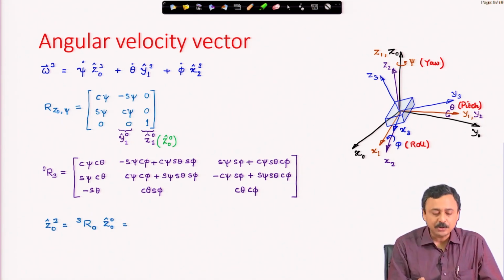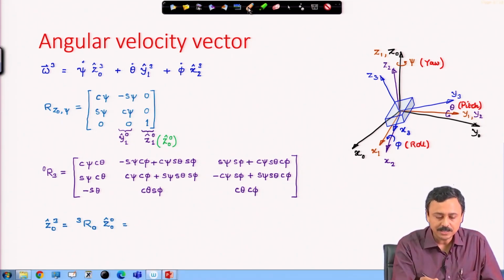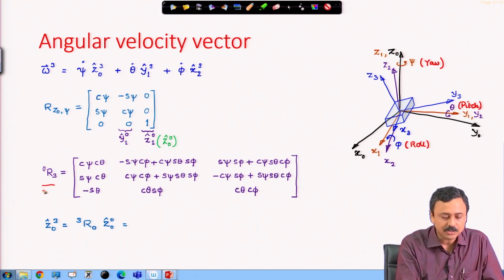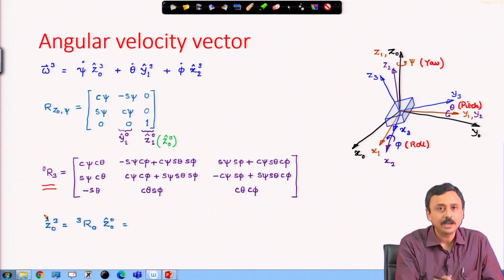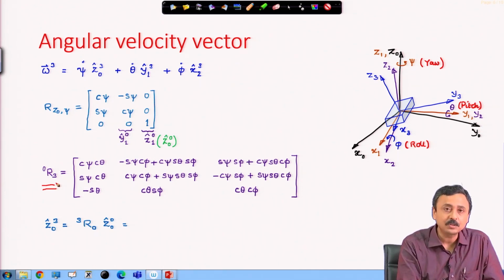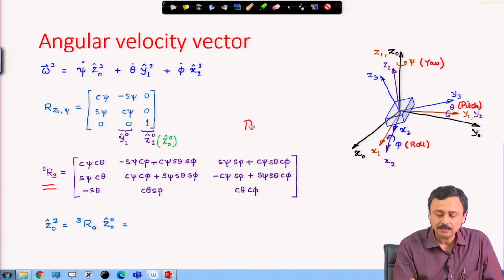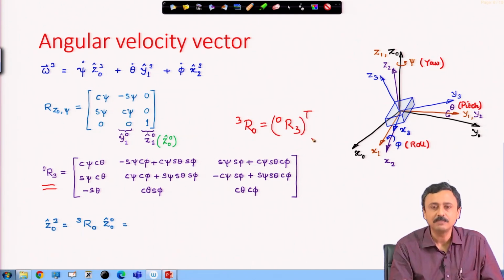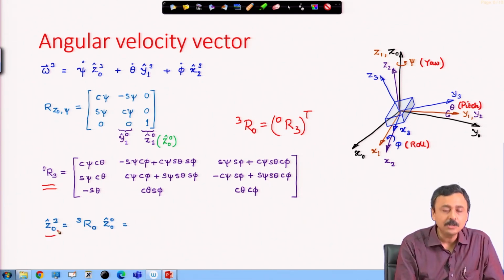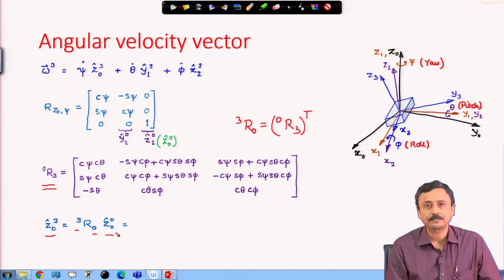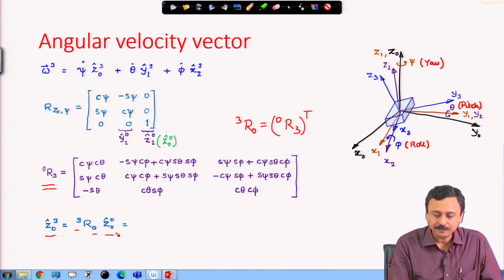Now, the representation of z 0 in frame 3 can be easily obtained by using this transformation, but in the inverse fashion, because this takes a vector in the third frame to the 0th frame. If I write this, which is nothing but R 3 0 transpose, it is an inverse. So, it must take a vector from the 0th frame to the 3rd frame. Therefore, z 0 in the 3rd frame must be R from 0 to 3 times z 0 in the 0th frame. And z 0 in the 0th frame is nothing but 0 0 1.